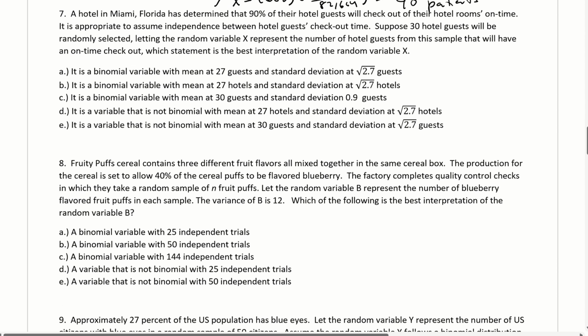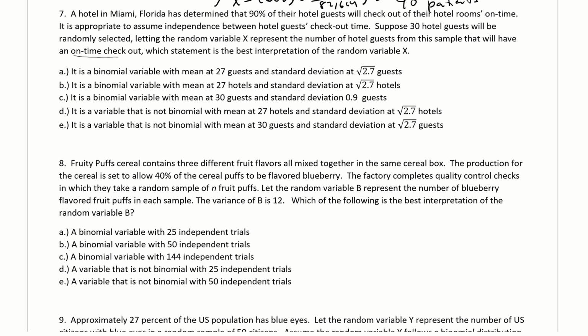All right, number 7. A hotel in Miami, Florida has determined 90% of their hotel guests will check out of their hotel room on time. It is appropriate to assume independence between hotel guest checkout times. Suppose 30 hotel guests will be randomly selected, letting the random variable x represent the number of hotel guests from the sample that will have on-time checkout. Which statement is the best interpretation of random variable x?